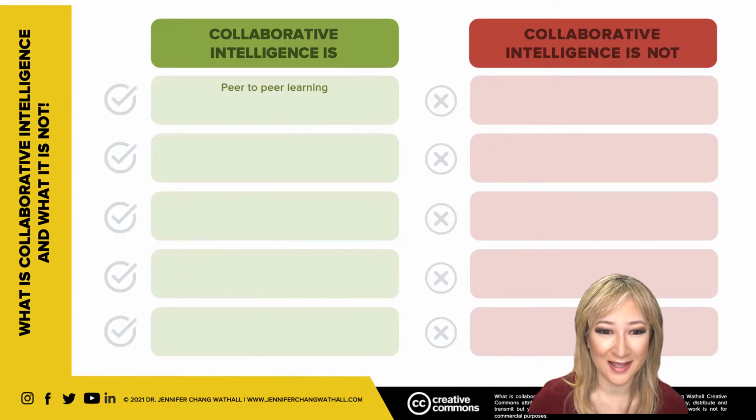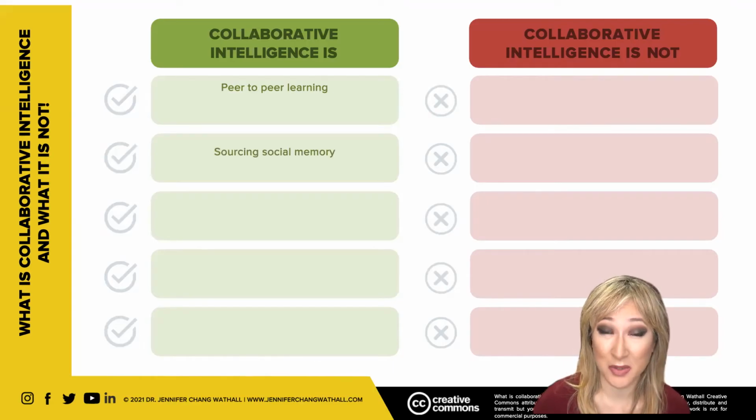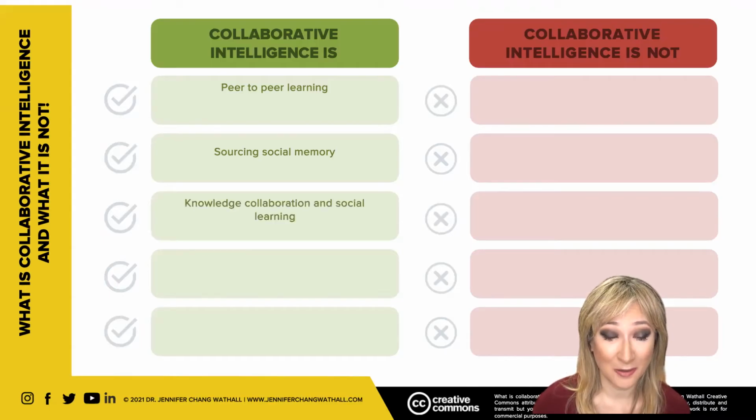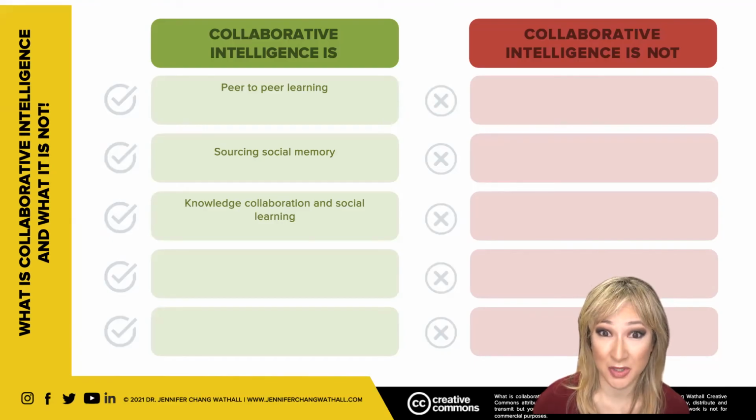So what it is: peer-to-peer learning. So it is to do with your students working together, either in pairs or small groups. It also is sourcing from social memory so that the memory of the collaborative group is actually increased. It is also knowledge collaboration and social learning so that all the students get together and share their understanding and their knowledge, and they create a social learning environment as a result.